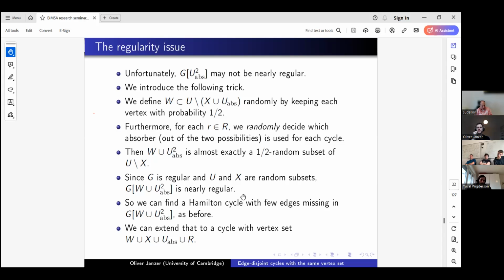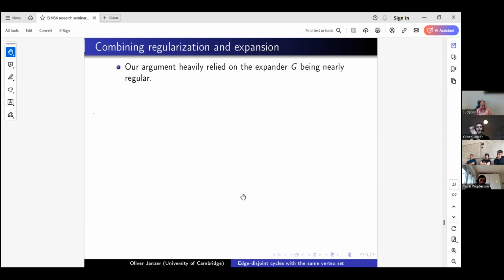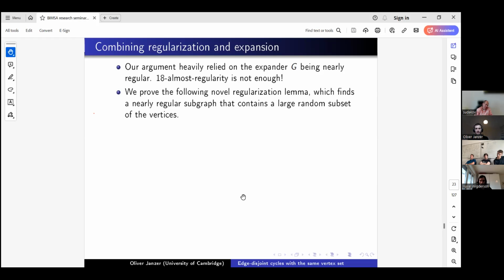So what I need to do is explain how you deal with the case where the graph is not regular. So now let me talk about the regularization. Our argument certainly relied on the graph being regular. 18 regularity, as I said, is not enough. So we need to do something.